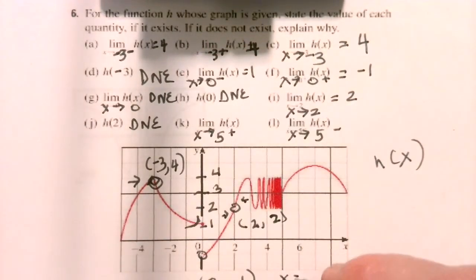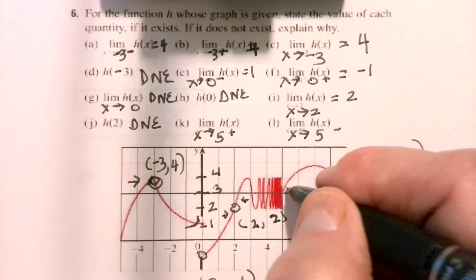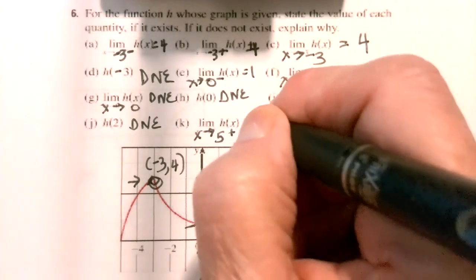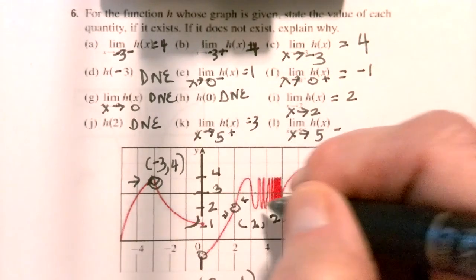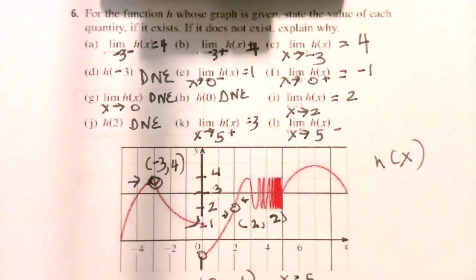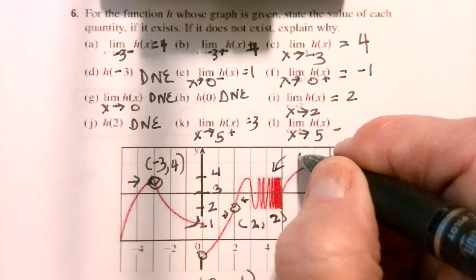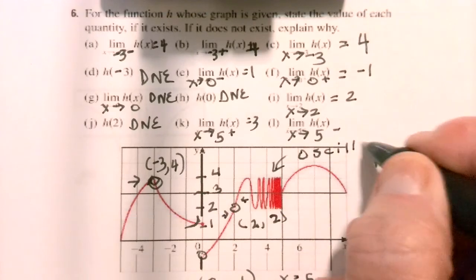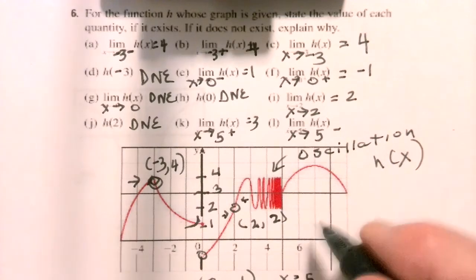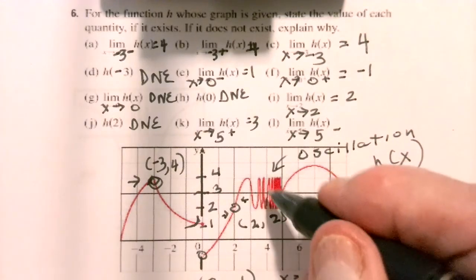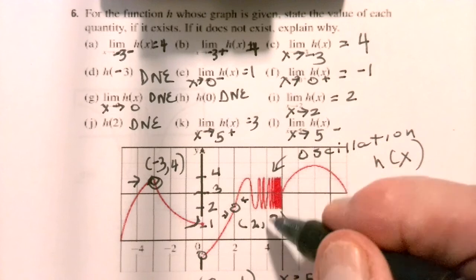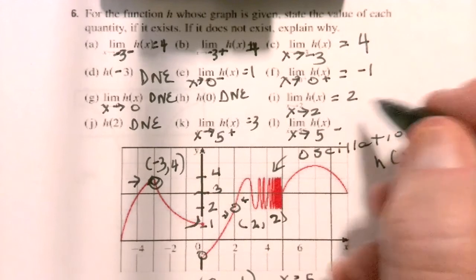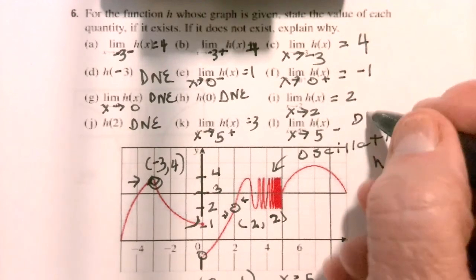And so here x is 5. Coming in from the right, we're coming into this y value, which is 3. But coming in from the left, this is what's called oscillation. I hope I can spell that right. And what it's actually doing, the y value is going back and forth between, I think, -4 and 2. It's oscillating right there. When that happens, that means it does not exist.